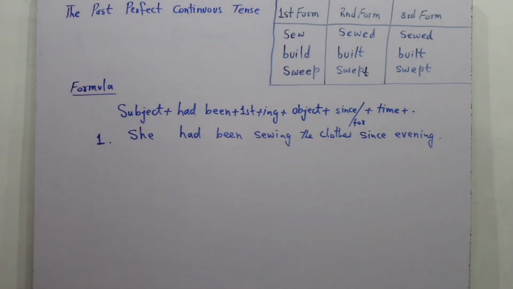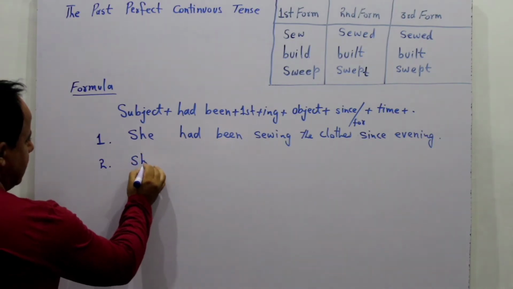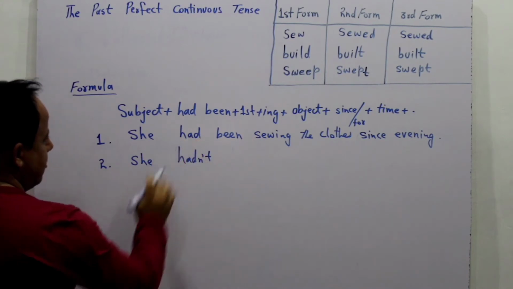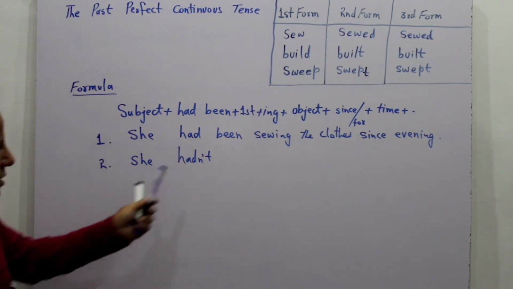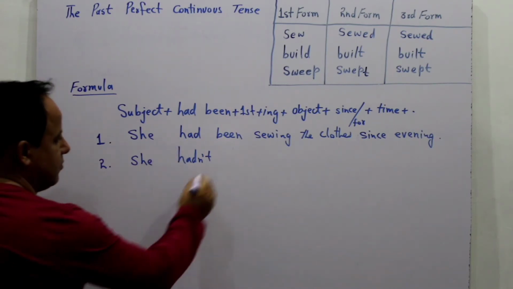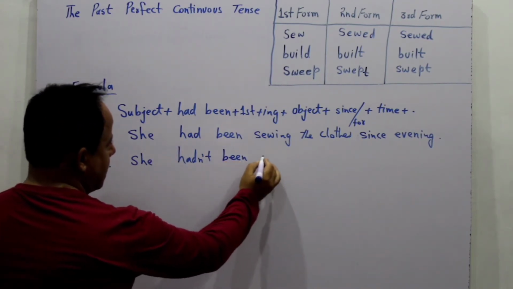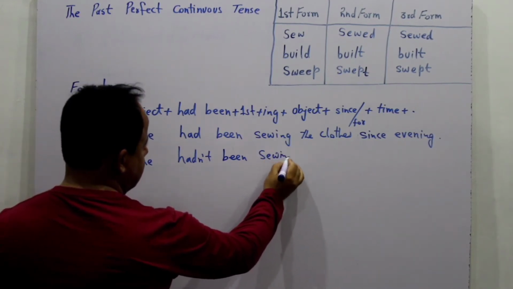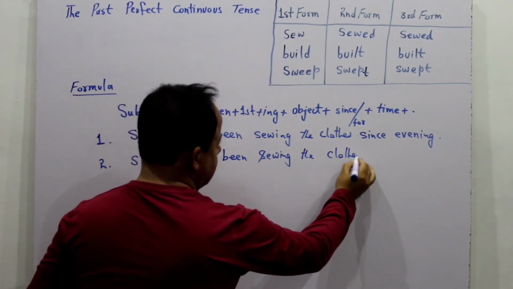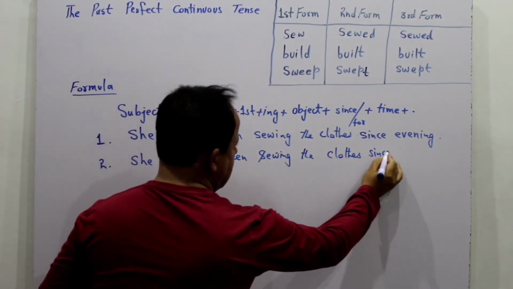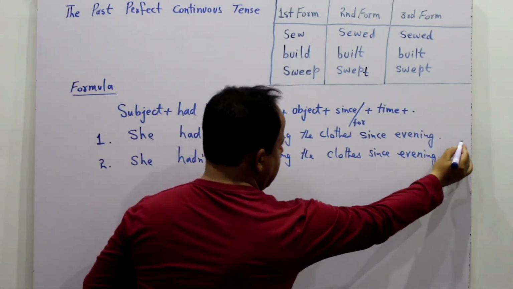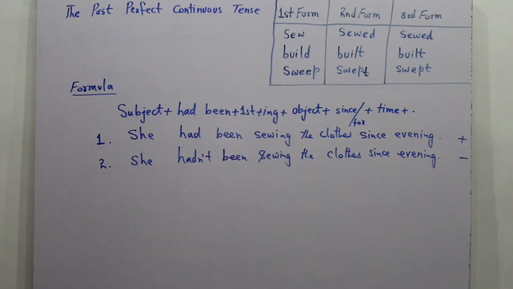If you want to make a negative sentence, you can say she had not, or you can use hadn't as well. With this verb had we have to use not just after had, before been. She hadn't been sewing the clothes since evening. Now here our sentence becomes a negative sentence. This is a positive sentence. Second one is a negative sentence.